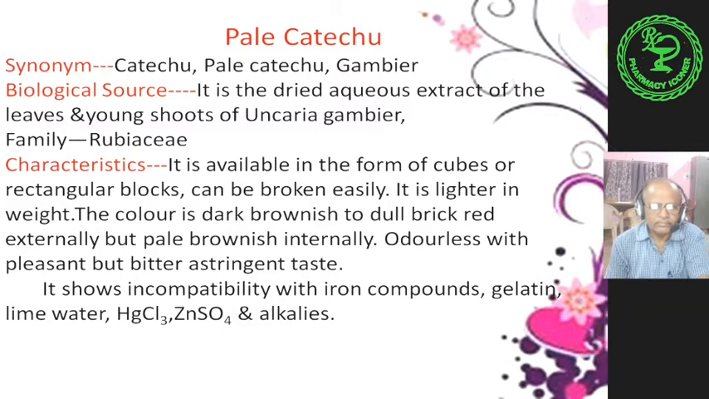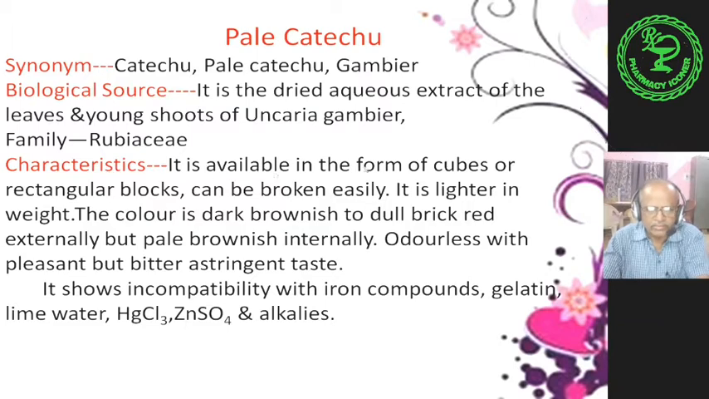About the synonyms: catechu, pal-catechu, gambhir. And about the biological source, it is the dried aqueous extract of the leaves and young shoots of Uncaria gambir, family Rubiaceae.